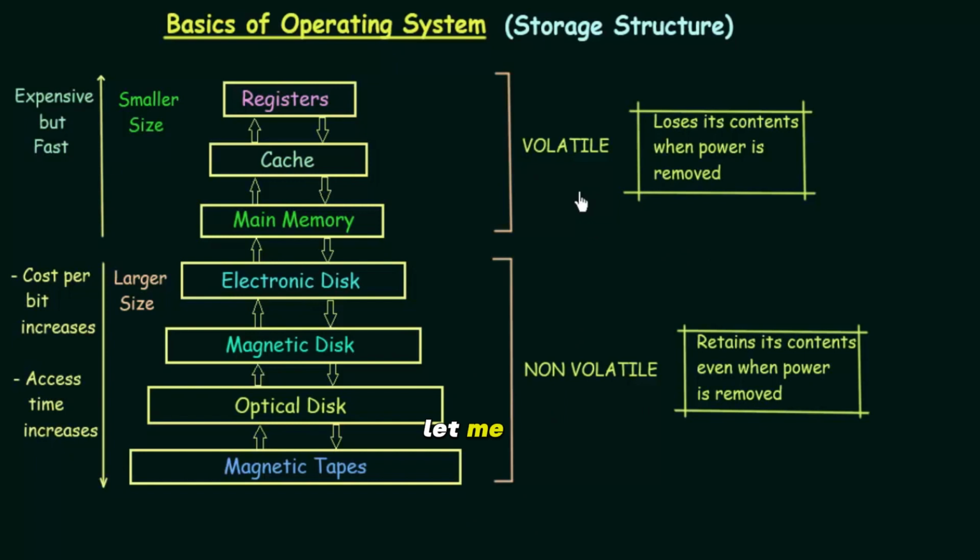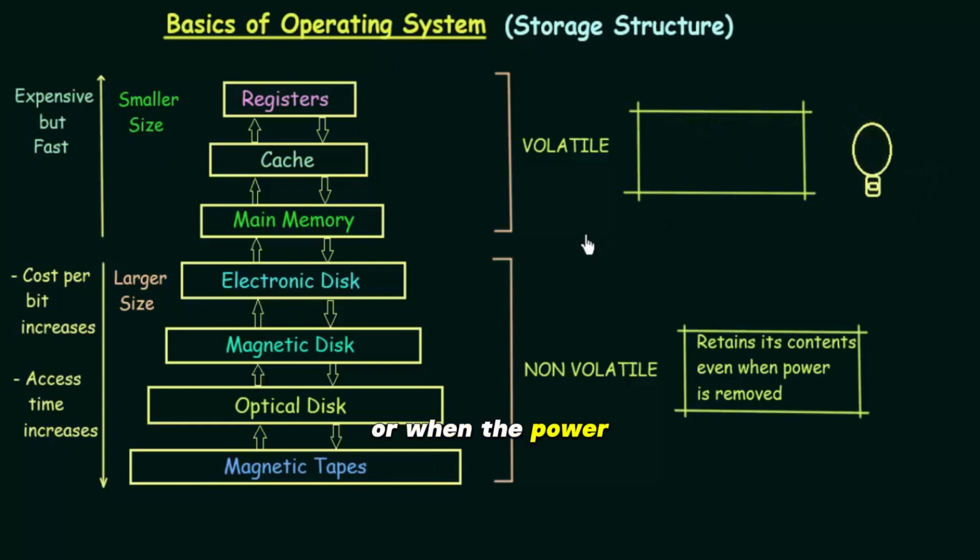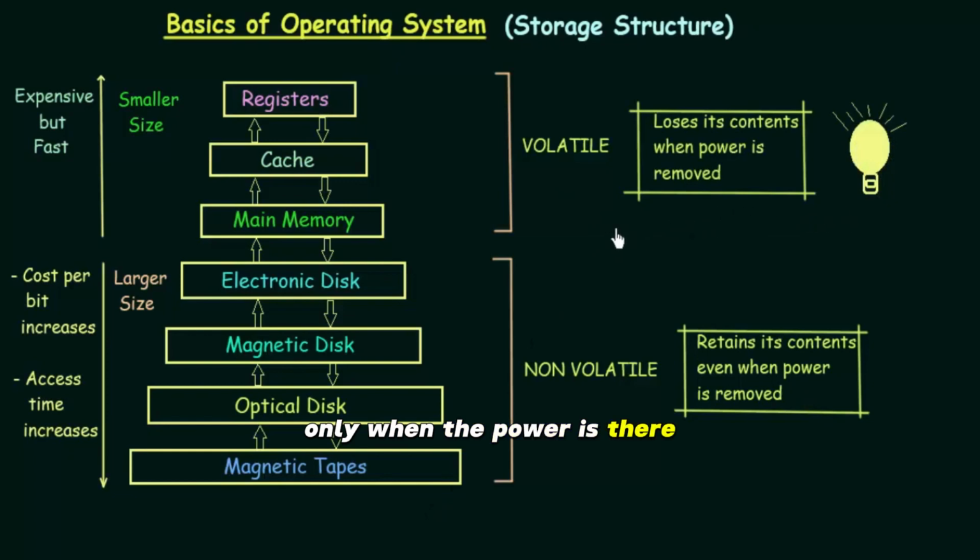So once more, let me tell you what is the meaning of volatile. In volatile, when the power supply is there, these devices will retain their data or contents. But when the power supply is gone, whatever contents or data were there in these volatile devices will be erased. In non-volatile, whether the power is there or not, its contents are always retained. In volatile devices, only when the power is there will its contents be retained. Otherwise, it will be removed.